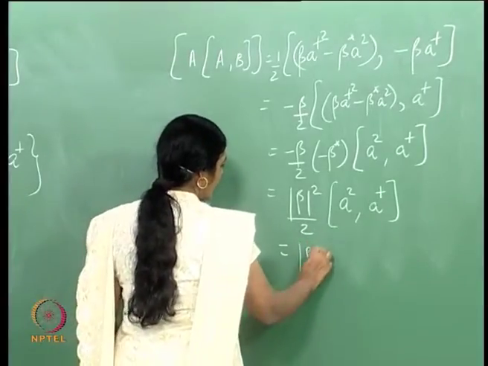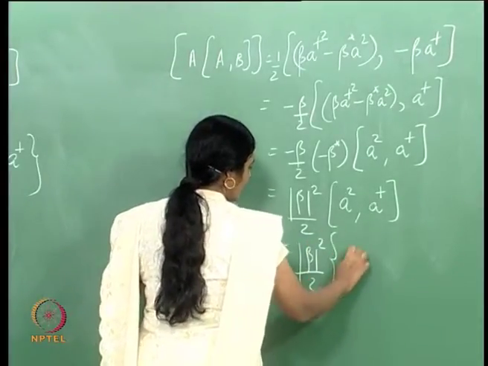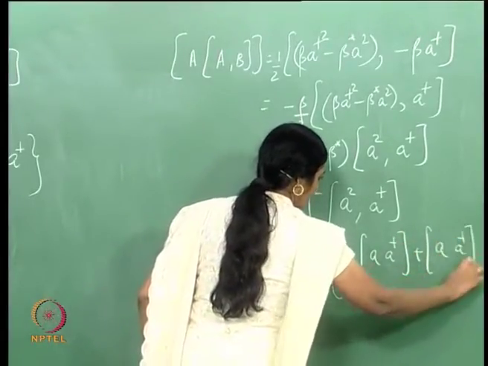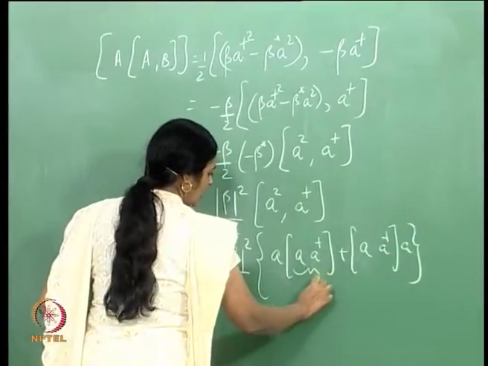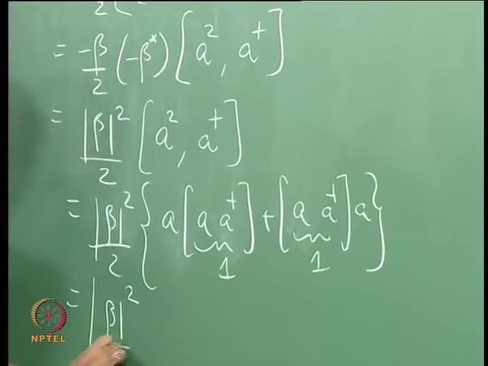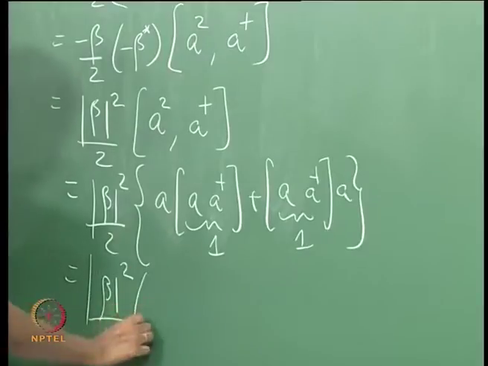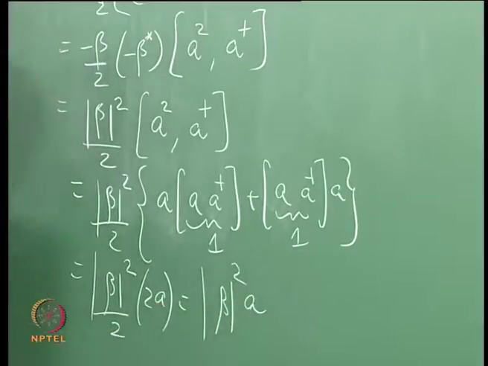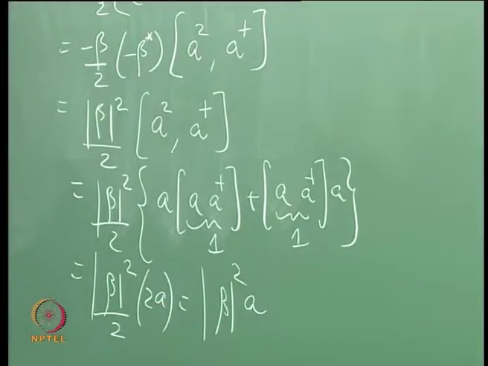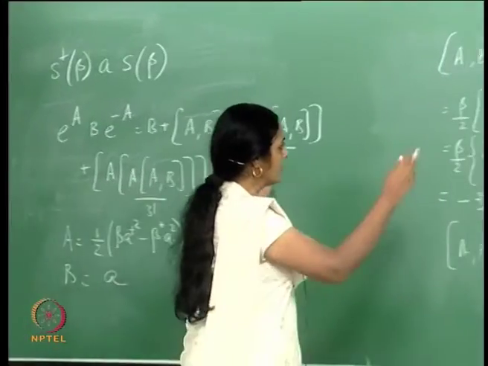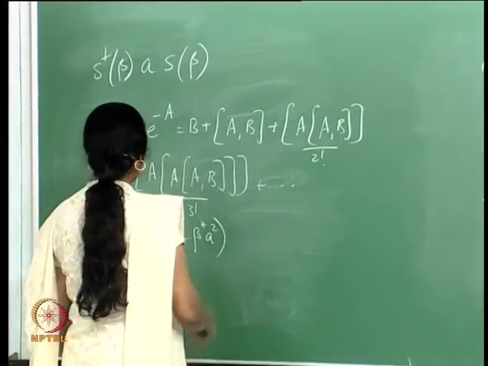And this commutator again can be evaluated using the ABC rule. The commutator of A with A dagger is plus 1, and therefore this gives me mod beta squared by 2 times 2A, which is mod beta squared A. Of course, I need to take into account the fact that there is a 1 by 2 factorial multiplying that term, which I can put down.